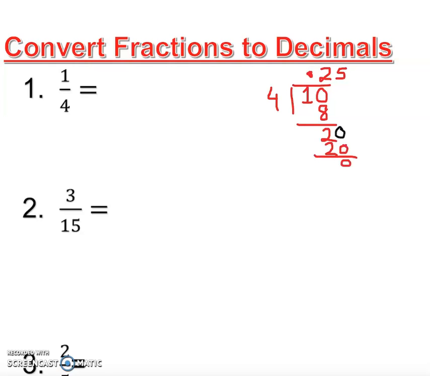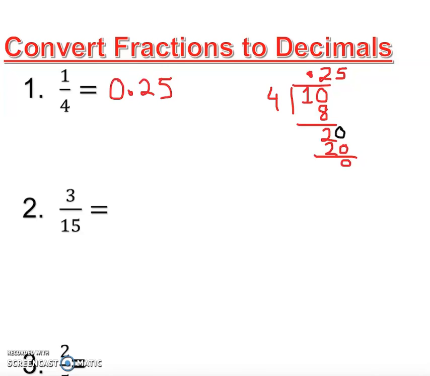Some of you may say, oh, I already know 1/4 is equal to 25 cents. Absolutely, that is fine. But when the problems get a little bit more annoying, like you'll see in a couple more problems, then you need this long division. So this is going to be 0.25. All right, so that's how you convert it into a decimal.